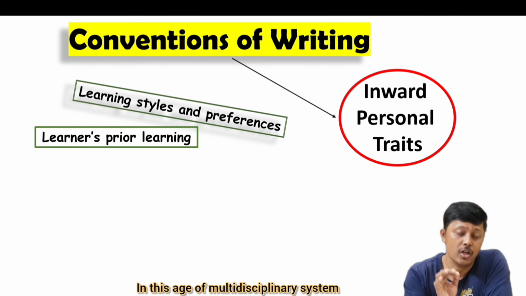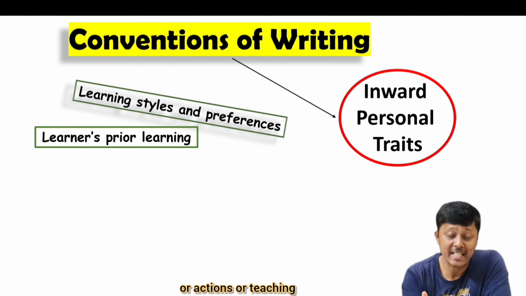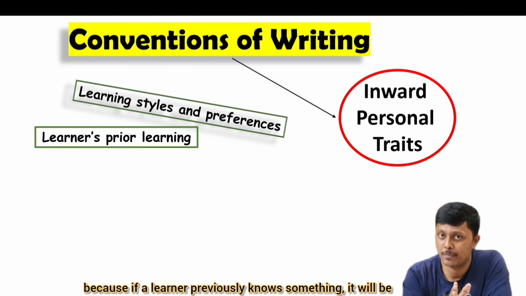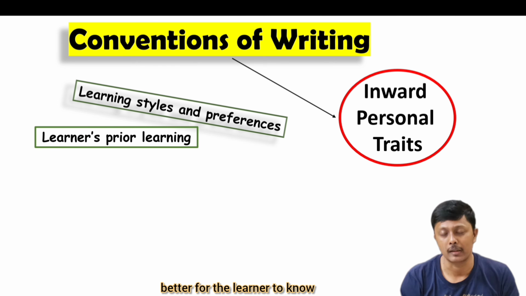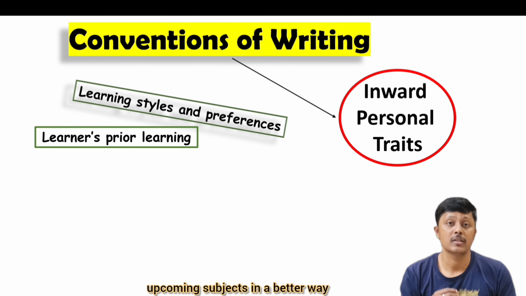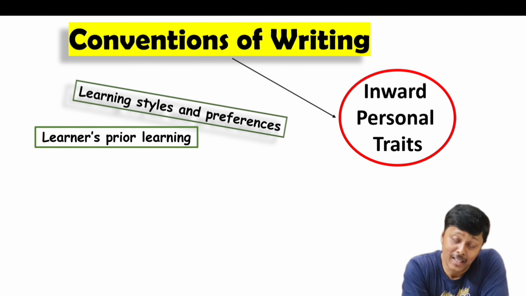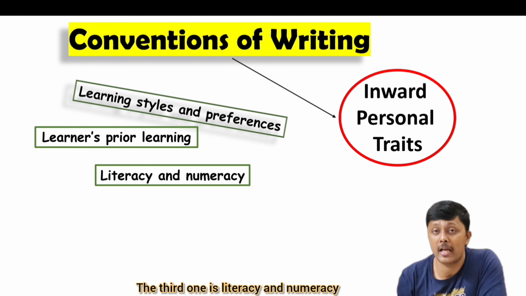In this age of multidisciplinary teaching, a learner's prior learning is significant because if a learner previously knows something, it will be better for the learner to know upcoming subjects in a better way. The learner can grasp the lesson very quickly. Thus, prior learning is very significant. The third one is literacy and numeracy.